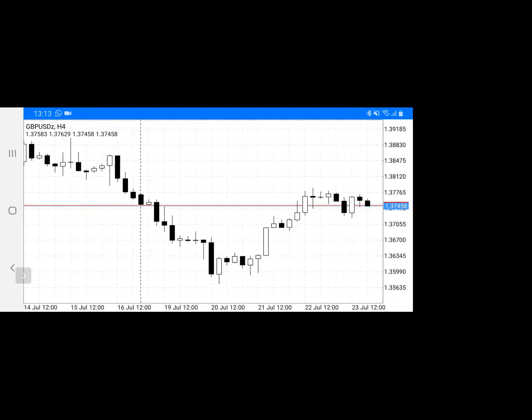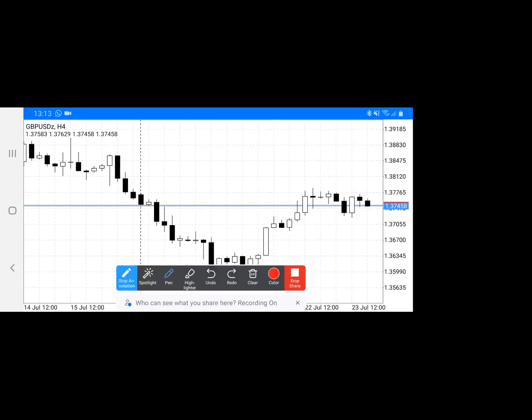The candlesticks are broken down into 2 colors, black and white. Black means that price has gone down and white means that price has gone up. So this black candle here, for example, tells us that price started at the top and finished at the bottom. So price has gone down.